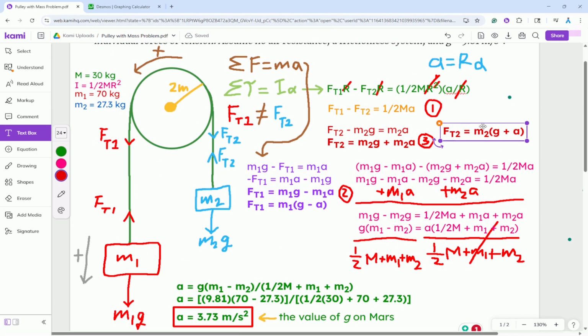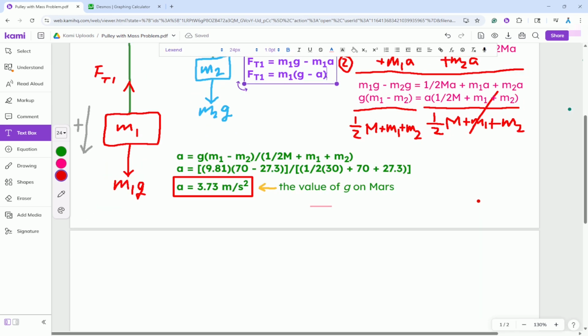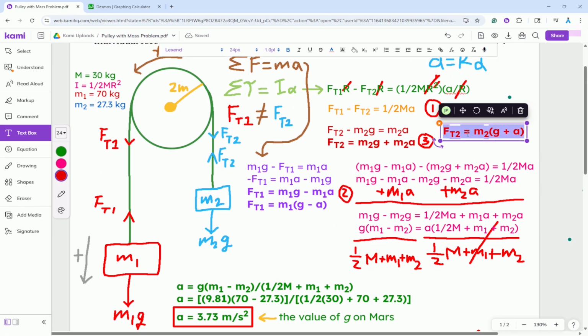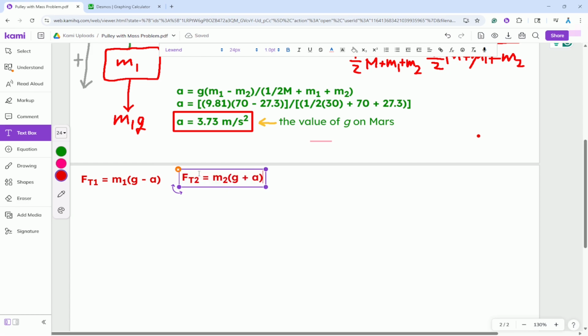And these are the 2 equations we're going to use to find the forces of tension. Okay. So let's do this on the bottom. Let's actually copy these so I don't lose track of them.